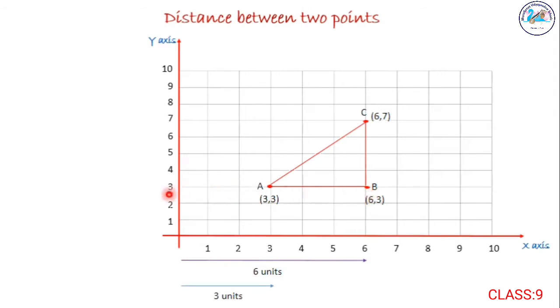From the y-axis to B, this distance is 6 units, and from the y-axis to A, this distance is 3 units. If I subtract 3 from 6, I will get 3 units. That is the distance AB. The total distance is 6 units. From the total distance, if I reduce this much, I will get the balance, this one. So that is 6 minus 3, 3 units.